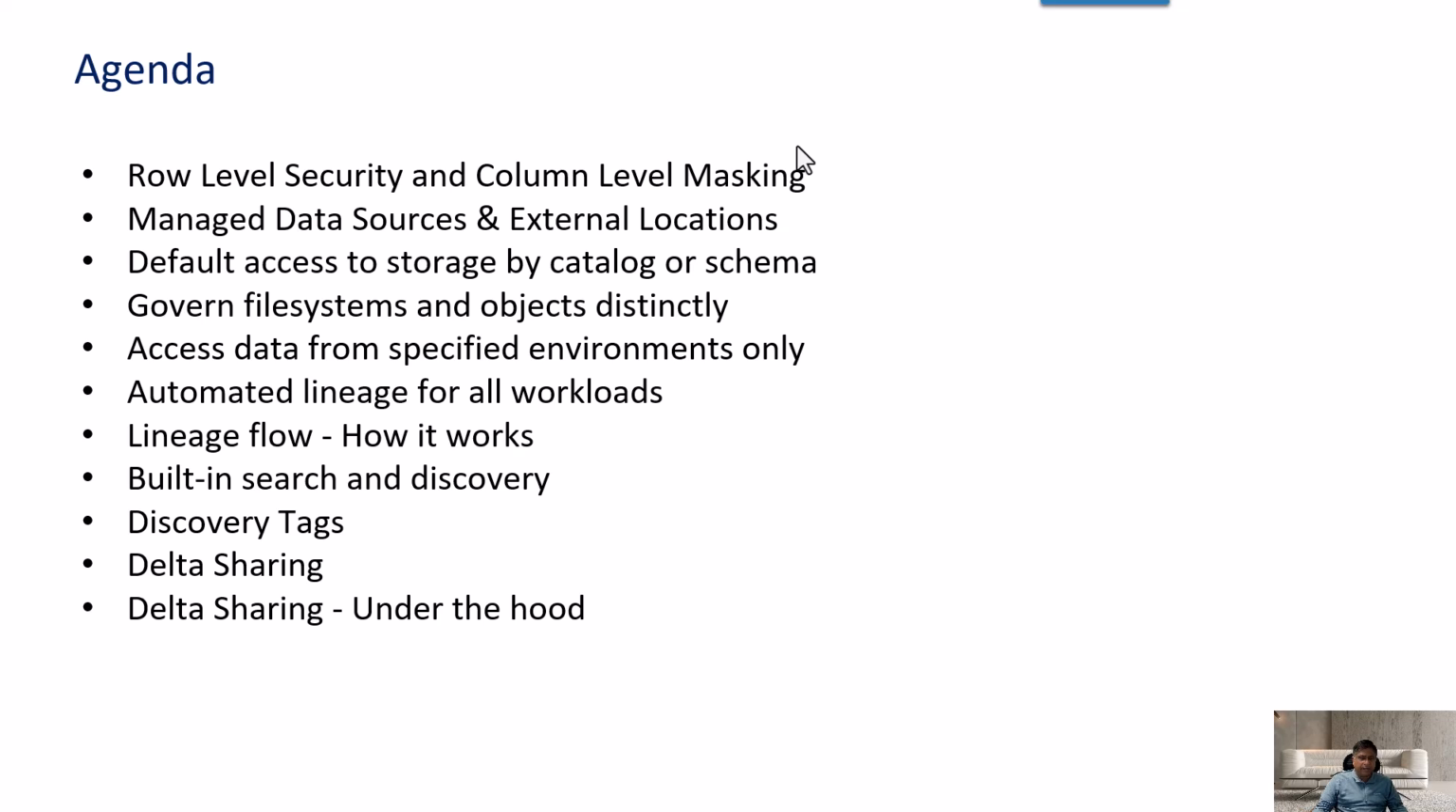We will understand how to access the data from a specified environment only, because there are chances that you are trying to access the data from a specific set of environments. How do we do that? Then we will learn about automated lineage for all your workloads and how the lineage concept works. Then we will dwell deeper into the search and discovery capabilities within Unity Catalog. Then we will jump to discovery tags, and finally we will close the session after understanding Delta Sharing and how Delta Sharing works under the hood.